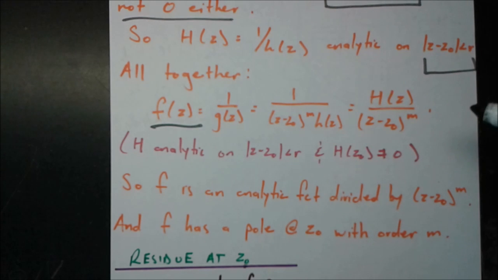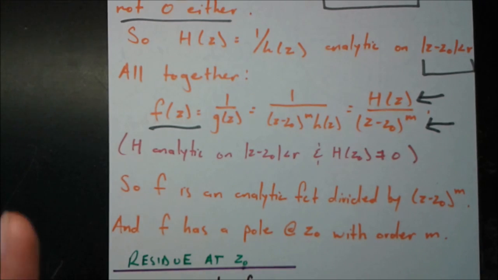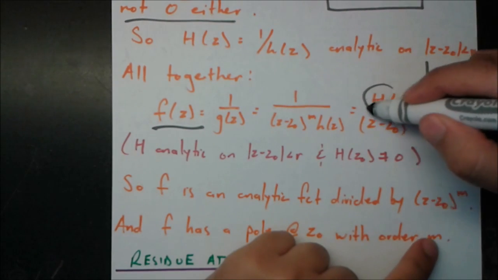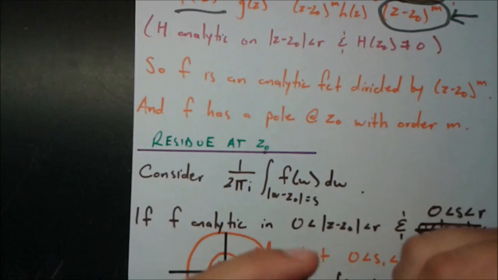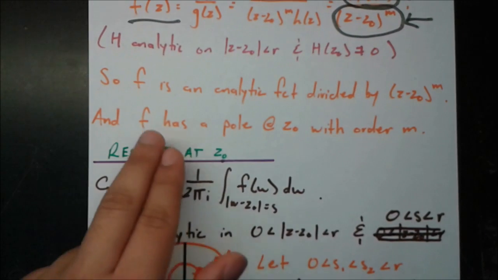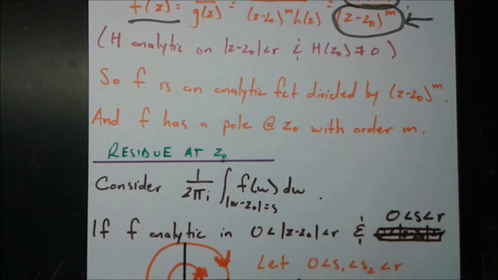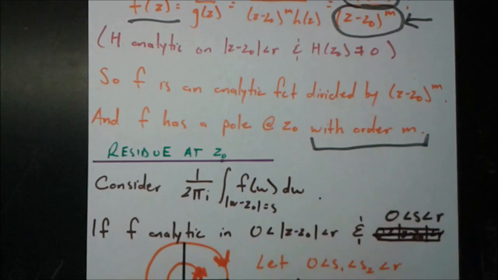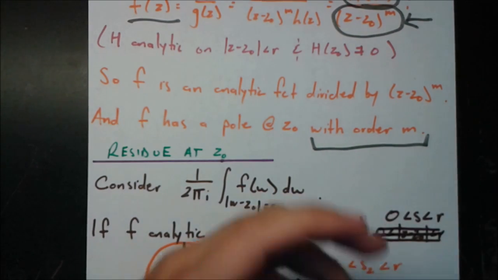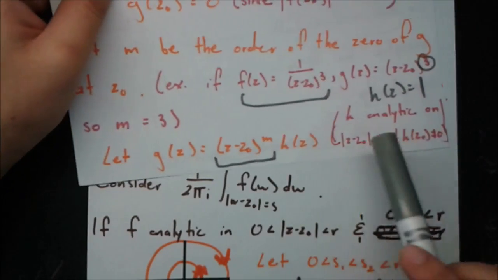F is an analytic function, so this is the analytic function right here, divided by z minus z naught to the power of m. So whenever there's a pole, we can always write f as some analytic function divided by z minus z naught to the power of m. And that's the important thing. And if that's true, we can say f has a pole at z naught. And furthermore, you can say with order m. So we call the order of the pole m, which is the order of the 0 of g of z, as we saw right here.